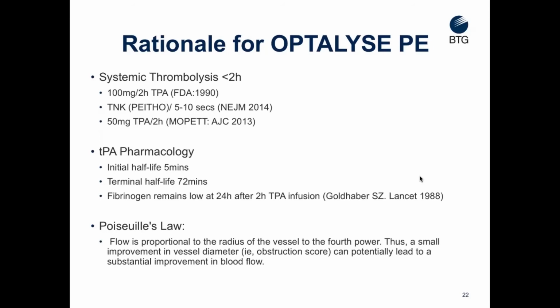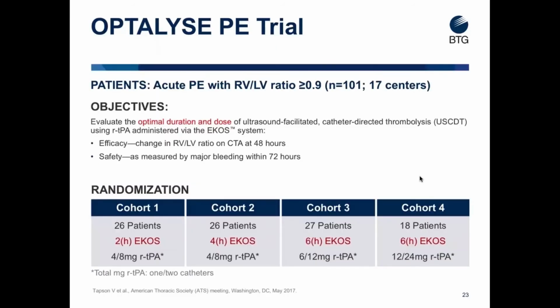And this, in conjunction with these physiologic and pharmacologic rationale, really set the stage to allow us to jump into a very novel trial. And that was OPTALYSE PE, and this was really to evaluate the duration and dose of EKOS therapy. It had very similar efficacy and safety measures that were shown in Seattle 2. There were about 17 centers in the country and about 100 patients. These were 4 cohorts, so there was no other trial that has ever had a study design like this for pulmonary embolus therapy. These 4 cohorts had randomized about 28 patients in each cohort.